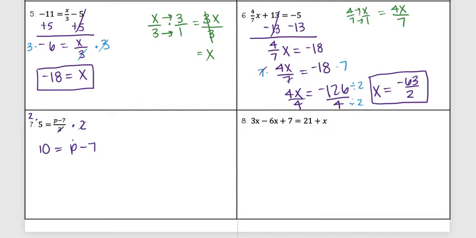And those cancel each other out. So whenever you have a whole fraction here, you can't undo the addition or multiplication or subtraction. You're going to have to get rid of that division first. And then now I can add my 7. So I get that 17 is equal to p.